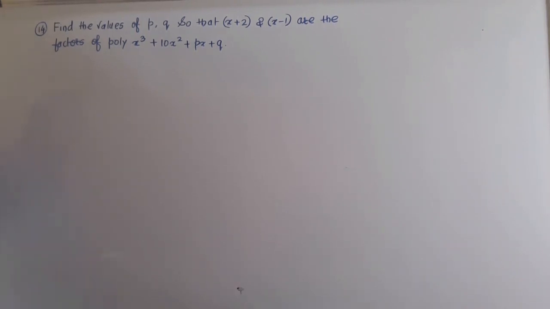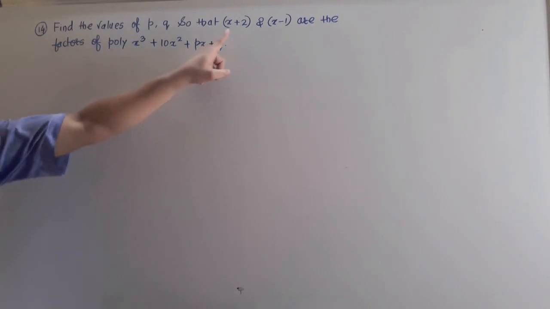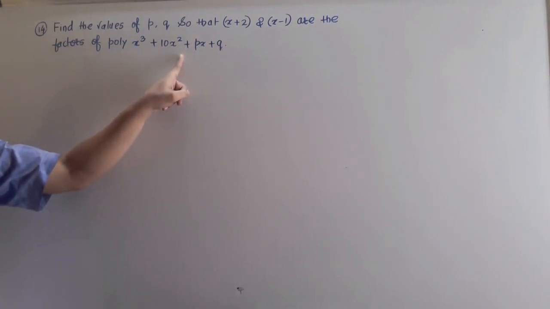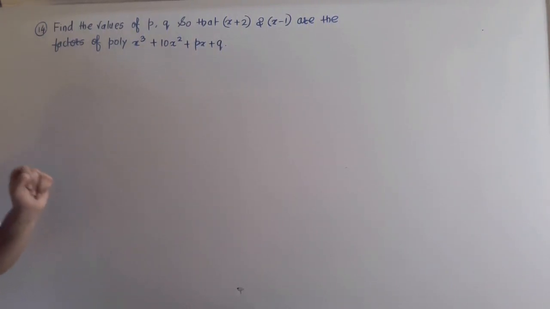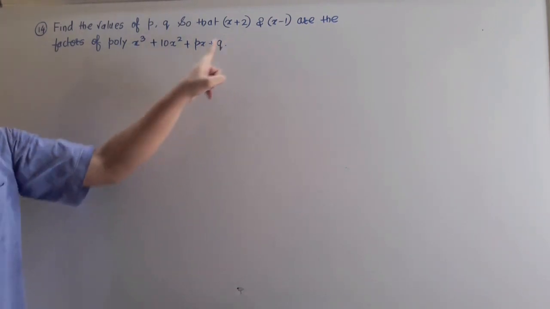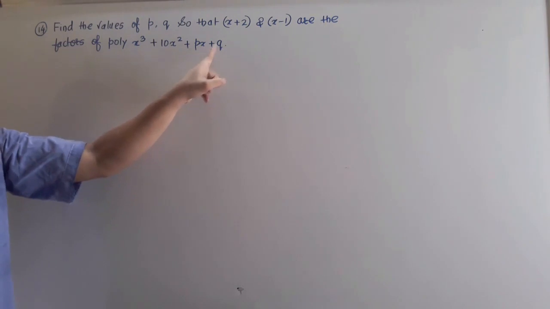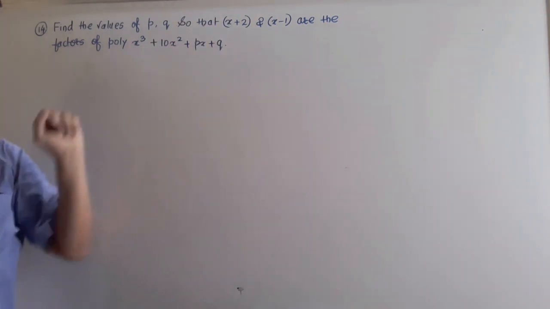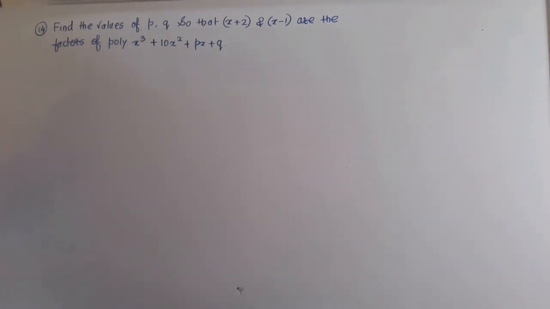First of all, we should know that if x plus 2 is a factor of the given polynomial, then when we find the remainder, the remainder will come 0. Similarly, if you find the remainder when this polynomial is divided by x minus 1, then also the remainder will come 0. So in both cases we shall consider the remainder 0. We shall make equations in terms of p and q, and then finally we will find the values of p and q here. So let us see how we can find them.